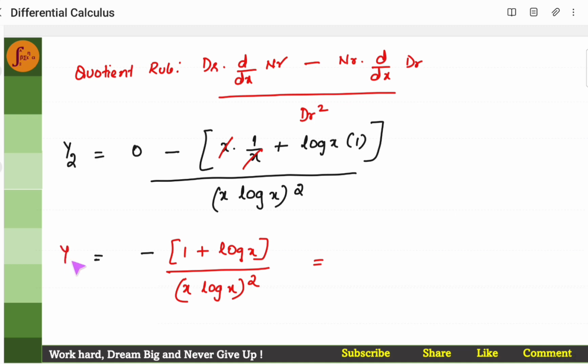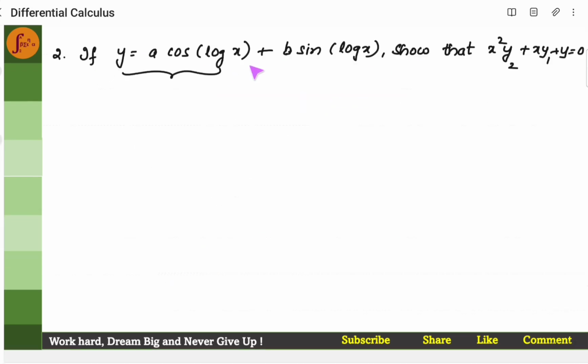This is nothing but minus 1 by x square into log x the whole square, and in the numerator we have minus 1 minus log x. So this is the second order derivative of this function. Now let's take another example to show that this particular expression is true.